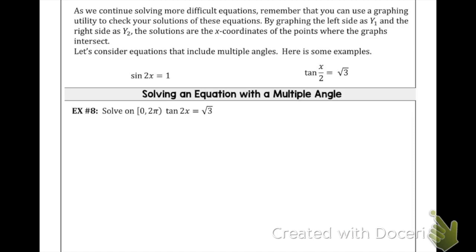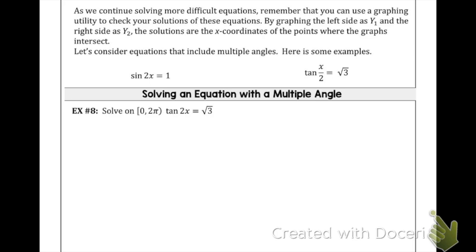Okay, so as we continue solving more difficult equations, remember that you can use a graphing utility to check your solutions of these equations. You can graph your left side in y1, put whatever it is on your right side in y2, you don't even have to manipulate anything, and then you can just look for where they intersect.